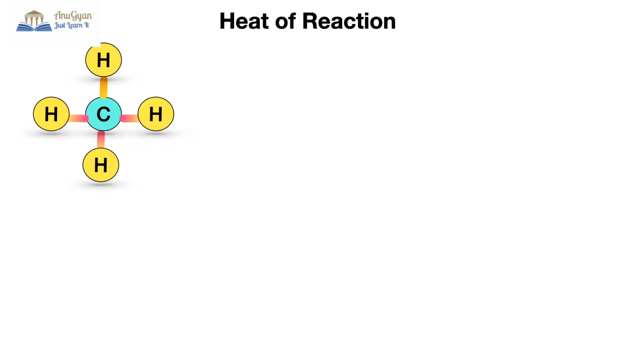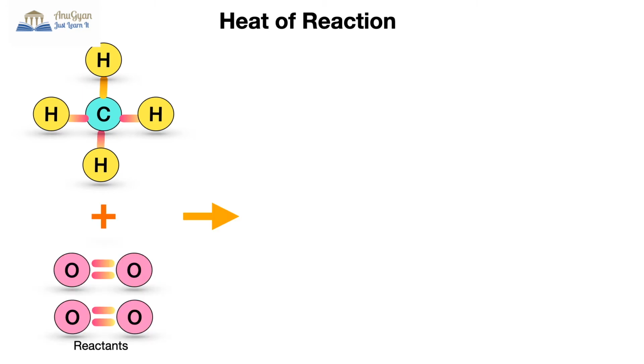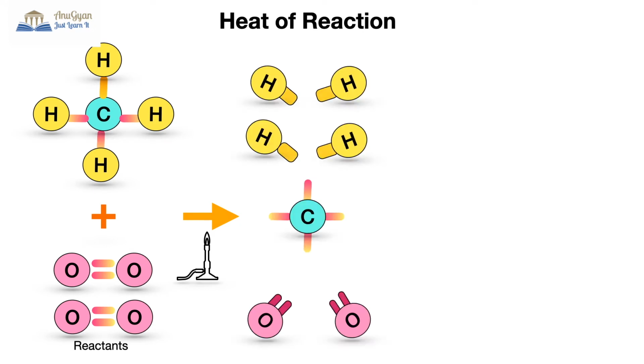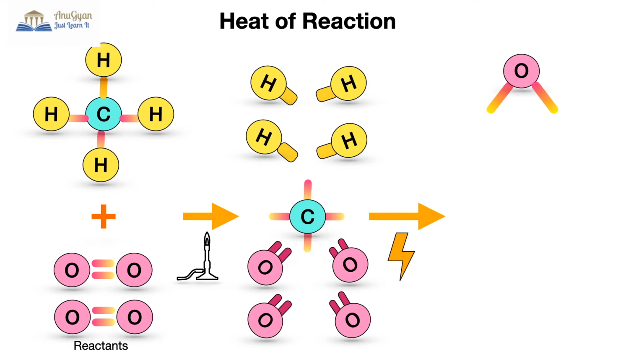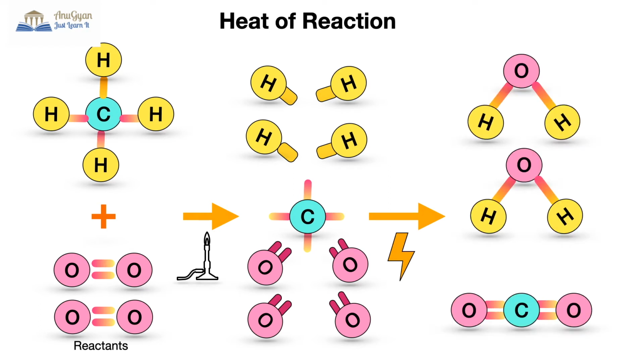So to summarize, first of all, the reactants will dissociate and form individual atoms. This process requires some energy. After that, they will recombine and form new products. In this process, energy is released.